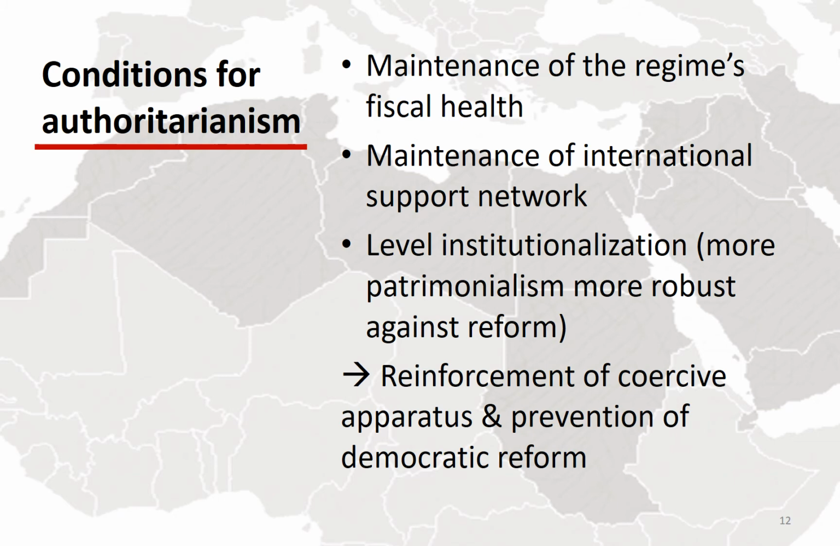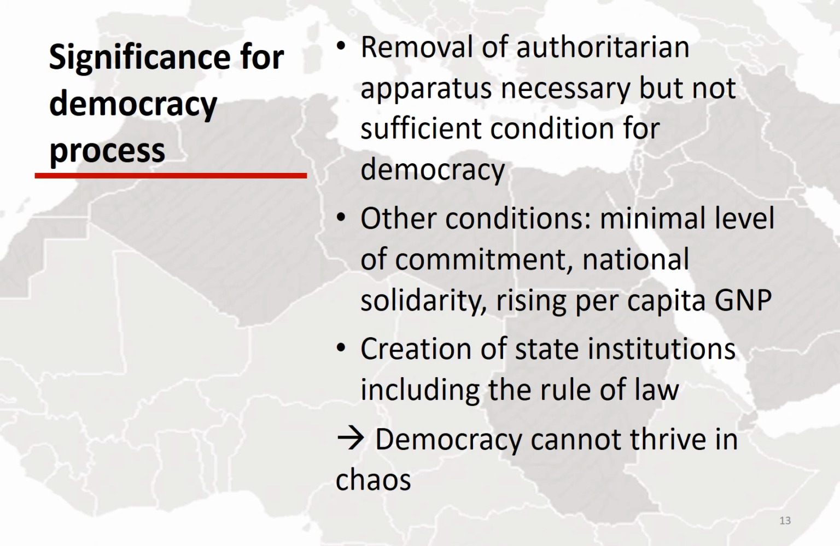So what does that mean, what is its significance for the democratic process here? It is important to keep in mind that even if this authoritarian apparatus is removed, as we can see, and I will talk about that in a second, happened in the Arab Spring quite significantly, it's not necessarily a sufficient condition for democracy. You still have a lot going on underneath the surface.